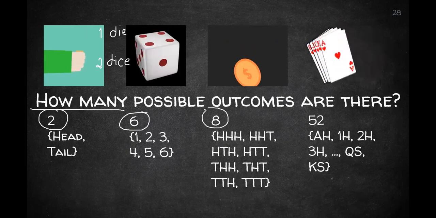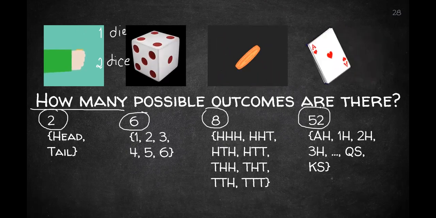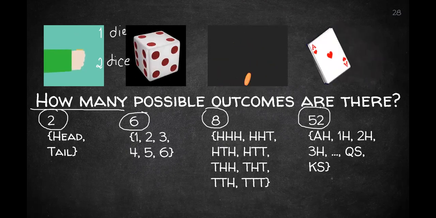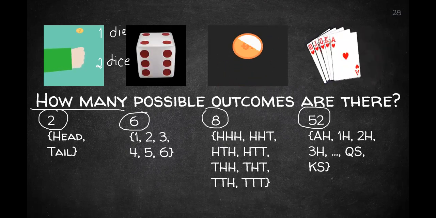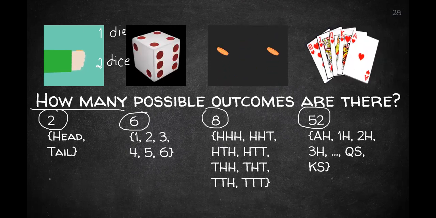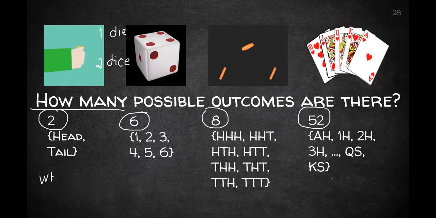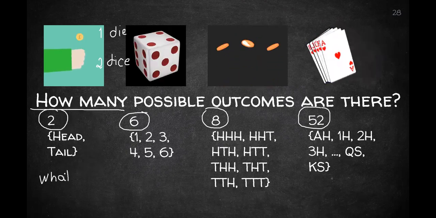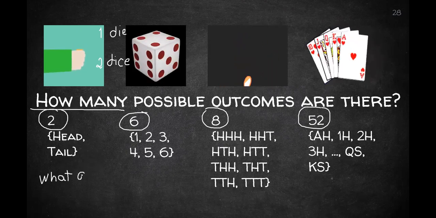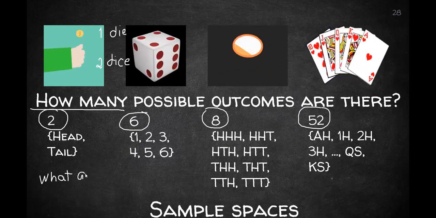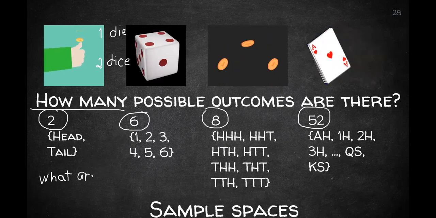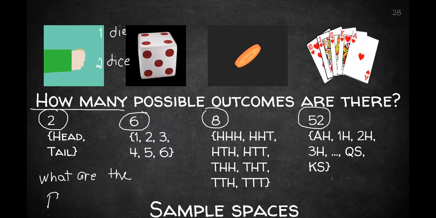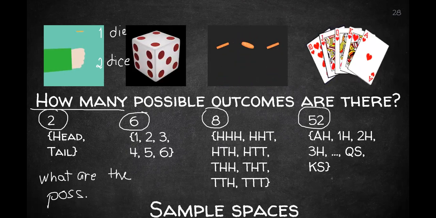Pagtanong ko ay how many, of course, you would give me the number. But if I ask, what are the outcomes? Okay, what are the possible outcomes? Kagaya ng pinagagawa natin last week, actually. What you have been listing down is what we call sample spaces. Okay? So let me write here the question. What are the possible outcomes?